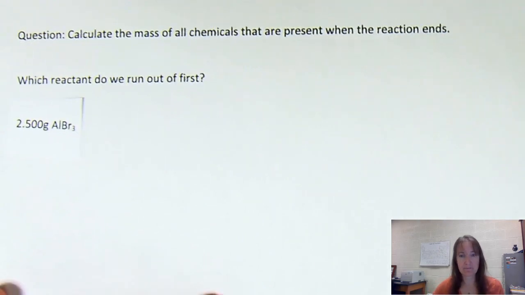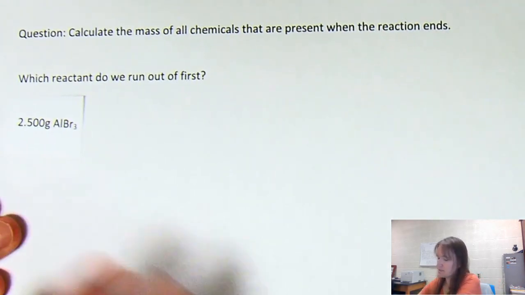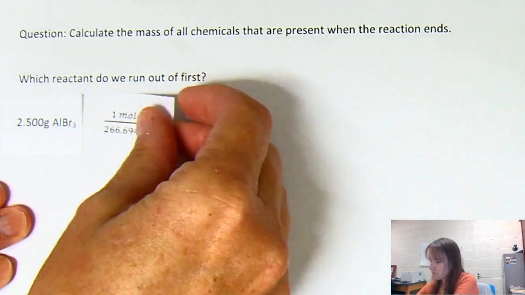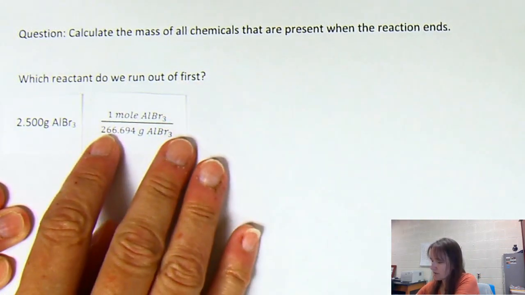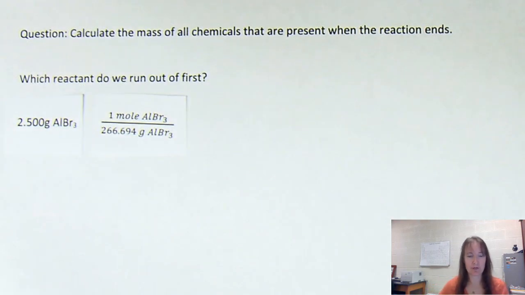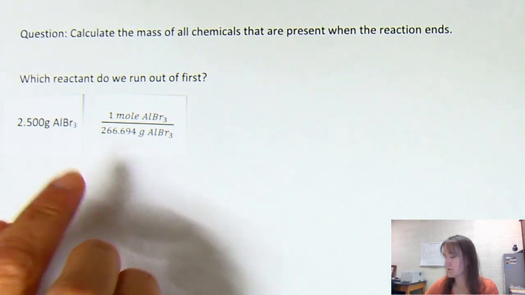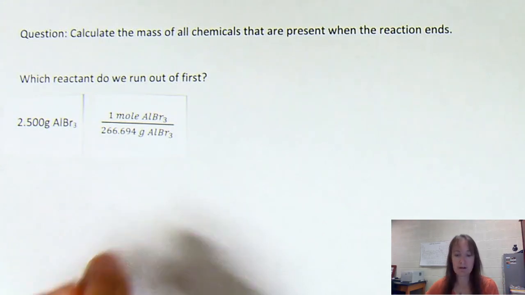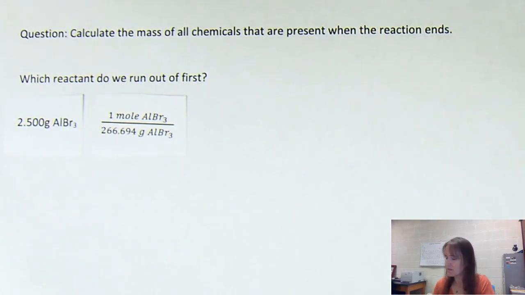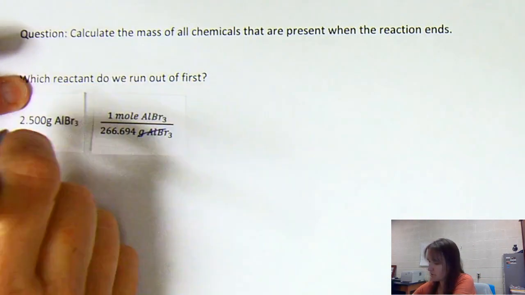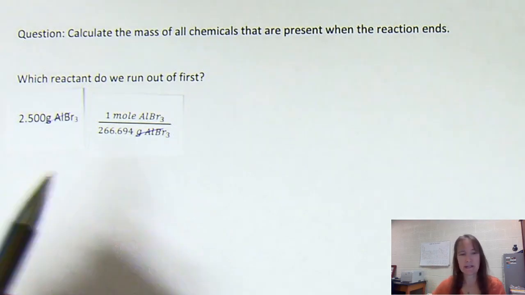So you start with your measurement. So we have 2.500 grams of aluminum bromide. Your goal would be to take your measurement and convert it into moles, so then you can compare it to another chemical. So if we want to convert it into moles, we have to use the molar mass of the aluminum bromide. So the molar mass of aluminum bromide, 1 mole of aluminum bromide has a molar mass of 266.694 grams of the aluminum bromide. This will allow us to cancel the unit of grams of aluminum bromide, and it gets us to moles.